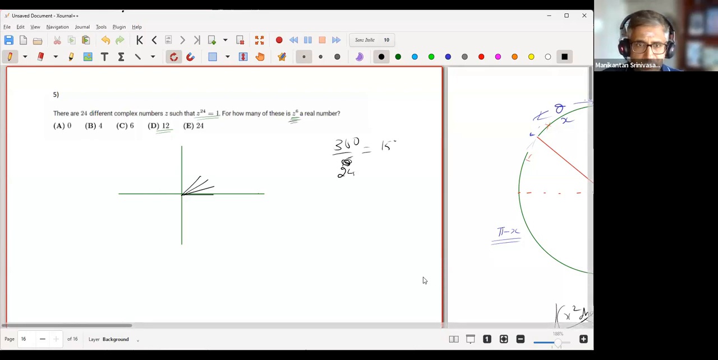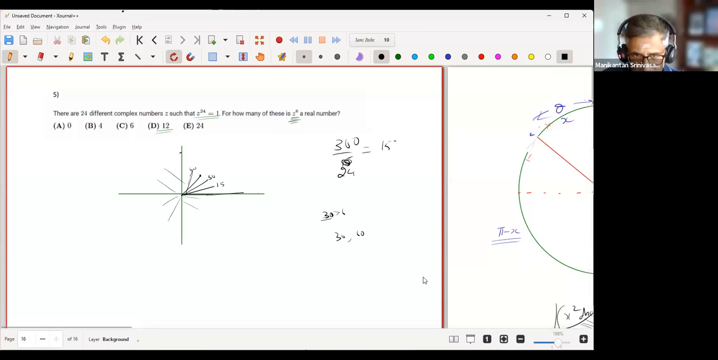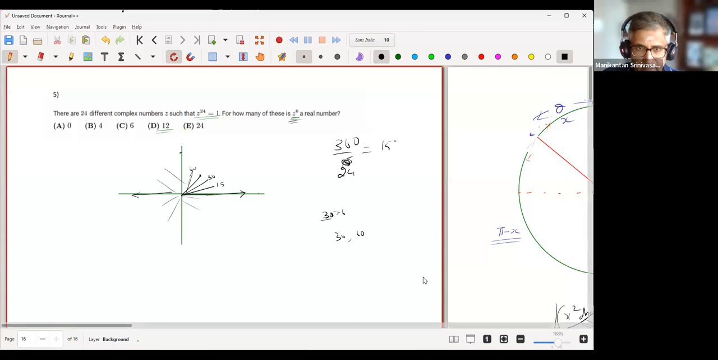Okay, so 15 degrees times 6 will end up at 90. That won't do. 30 times 6 will land at 180, which is a real number, right? So 30 will land. 45 will not land. 60 will land. So 30 and 60 will land, and similarly a couple of them in each of these quadrants, right? So 30 and 60, when you multiply by 6, it's back to the x-axis. And then if you have on the x-axis itself, the 0 and 180, that also will work.